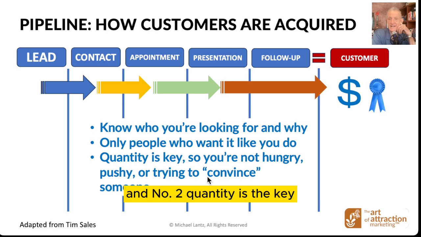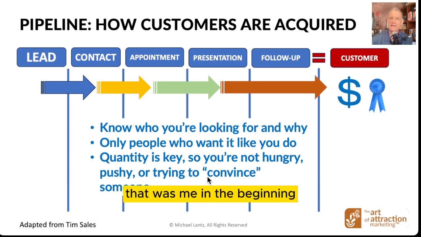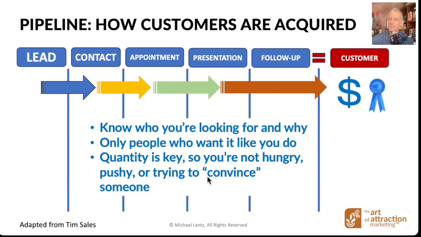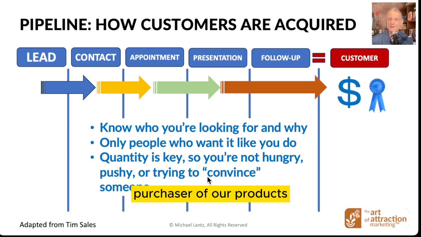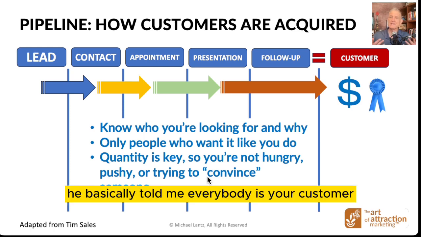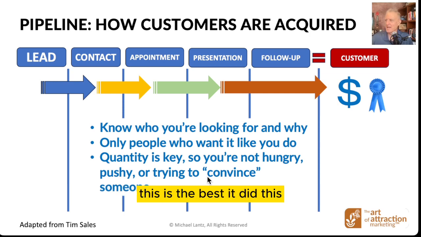And number two, quantity is the key. So you're not hungry and pushy and trying to convince. That was me in the beginning. I didn't have a target market. My company, when I asked them who is the logical purchaser of our products, and my upline said, do you know anybody that eats? He basically told me everybody is your customer. And so I was always trying to convince people, oh, this is the best. It did this. You need this. You need that. And I appeared hungry.